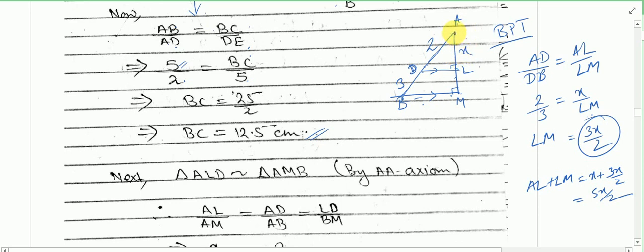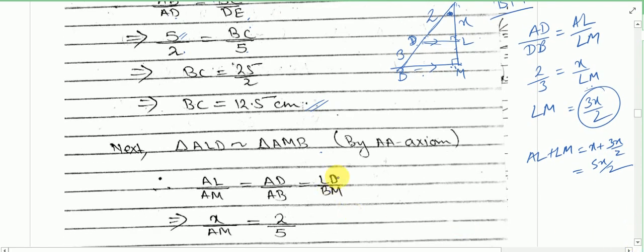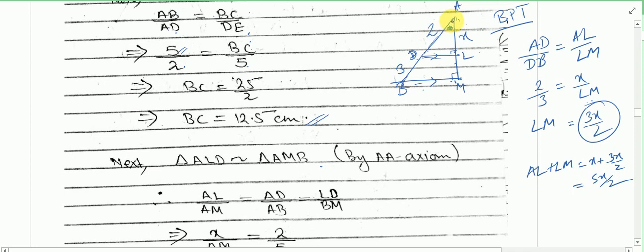Here triangle ALD and triangle AMB are similar. Why? By angle, because this is a common angle, this is 90, this is 90. In that case, what will happen? Corresponding sides are going to be proportional. So here corresponding sides AL upon AM, AD upon AB, DL upon BM. Done. Corresponding sides.